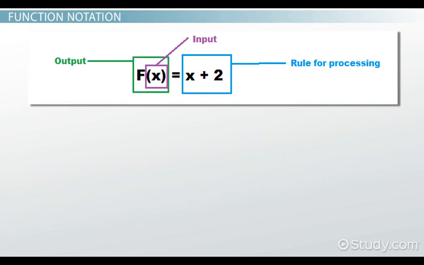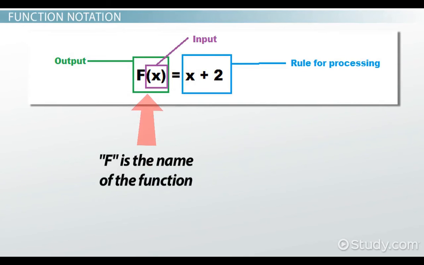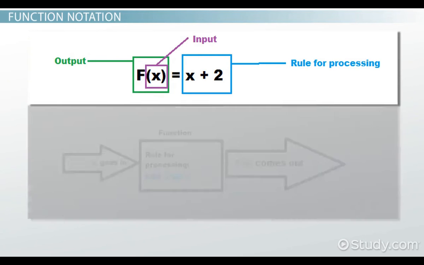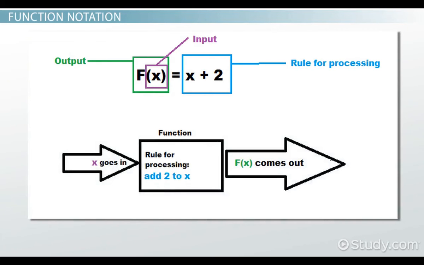This kind of notation can be confusing because it looks like you're supposed to multiply f times x, but that's not true. F is not a variable. It has no value. It's the name of the function. F of x has nothing to do with multiplication. If it looks really confusing right now, just stick with it. Function notation is hard for a lot of people at first, but once you use it more, you'll get used to it.